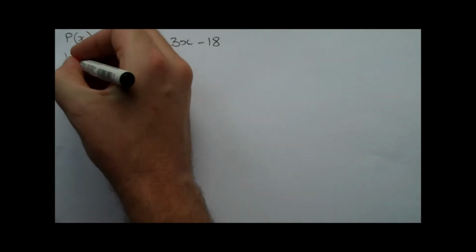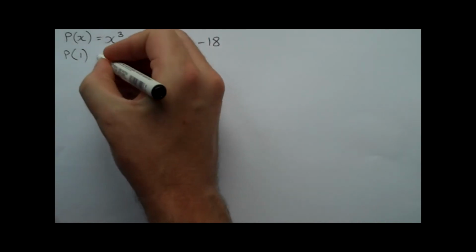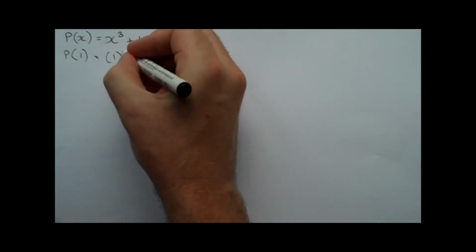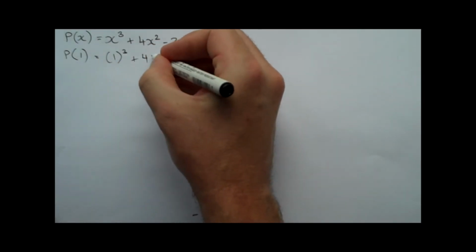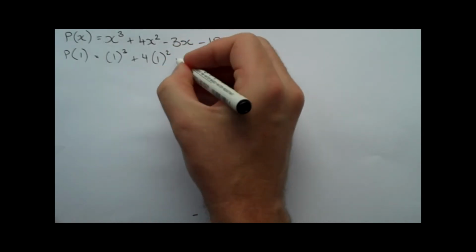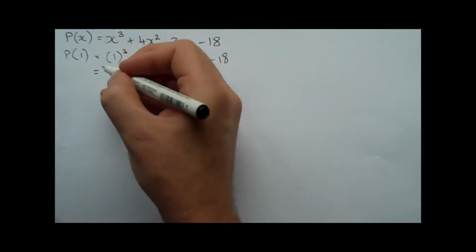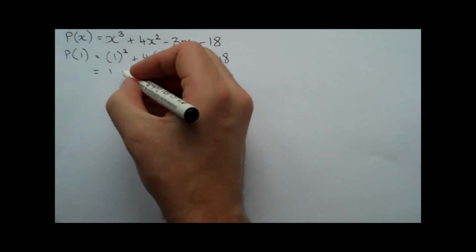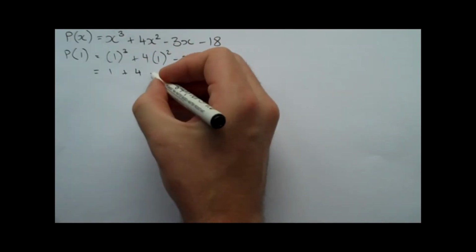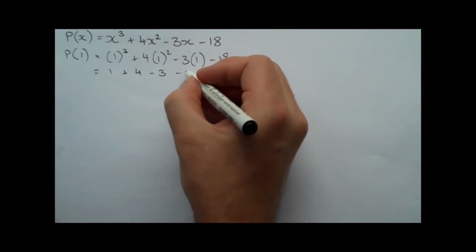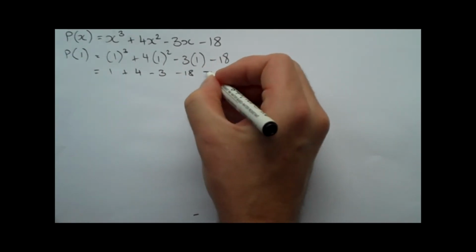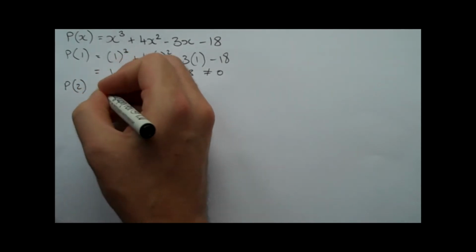So we start with 1. So p of 1 equals 1 cubed plus 4 multiplied by 1 squared, take 3 multiplied by 1, take 18. And if we do the calculation, we get 1 plus 4, take 3, take 18, which very clearly does not equal 0. So we might try x equals 2.